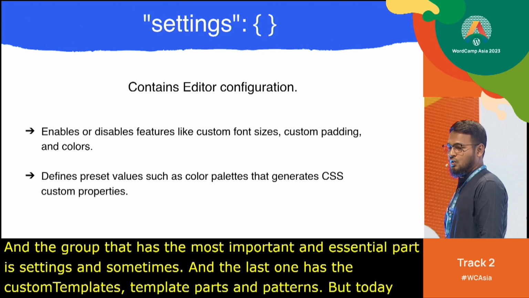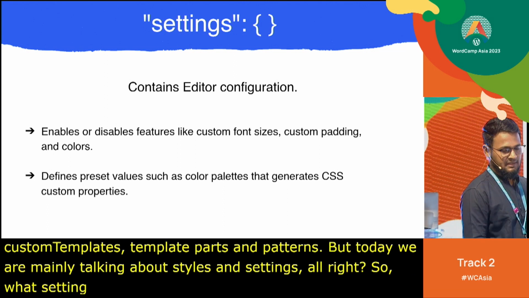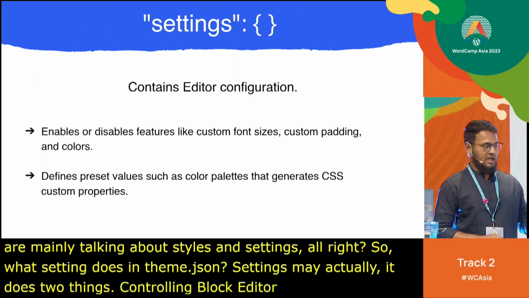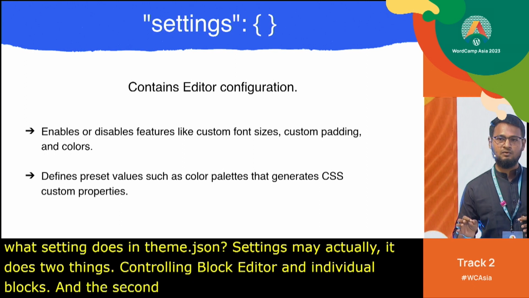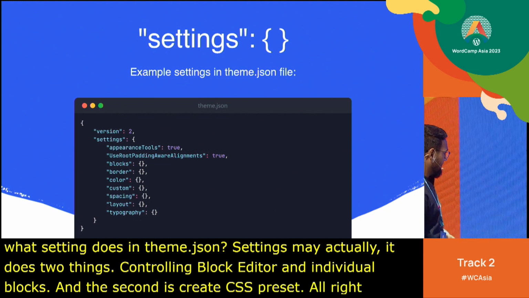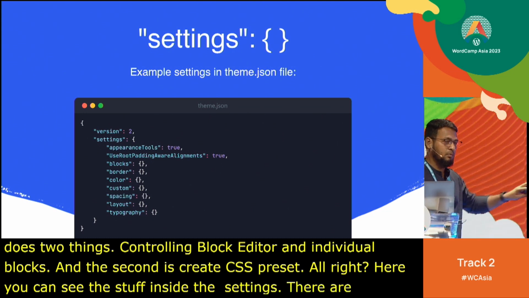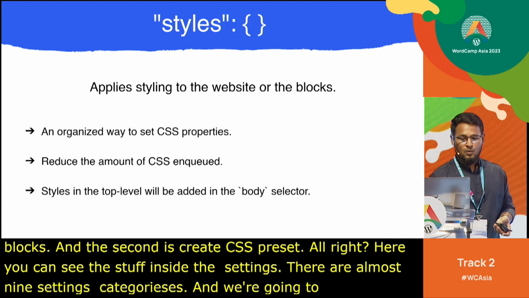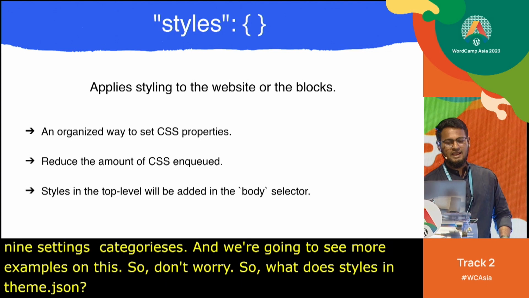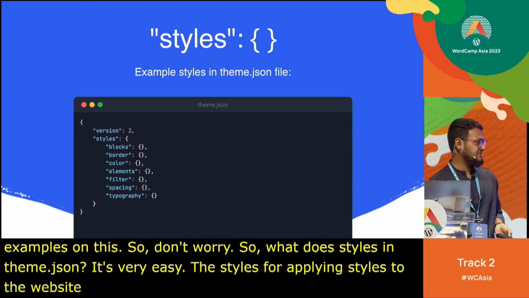All right? So what do settings do in theme JSON? Settings actually do 2 things: controlling the block editor and individual blocks, and second, creating CSS presets with values. All right? Here you can see the stuff inside the settings. There are almost 9 settings categories. Later we're going to see more examples on this, so don't worry. So what do styles do in theme JSON? It's very easy. Styles are for applying styles to the website and individual blocks. Also, there are 7 styles categories.